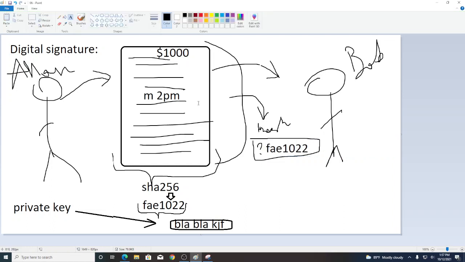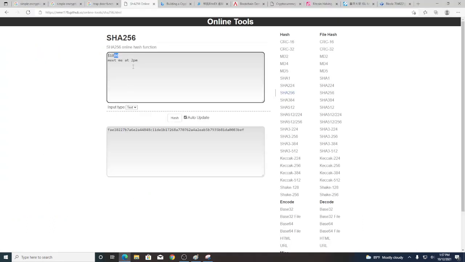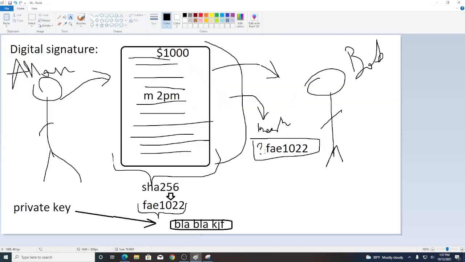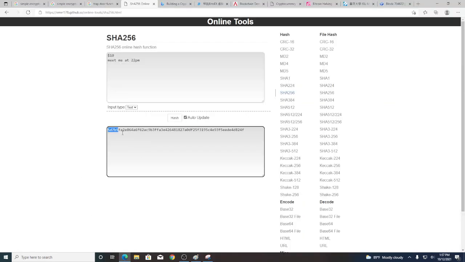So for example, if some enemy caught this communication in the middle and changed some information, they don't want me to have a business with Bob, they change this down to 10 so Bob doesn't like me, and they change it to 22 so we never meet, right? The hash is completely different. It's not FAE 1022 anymore.